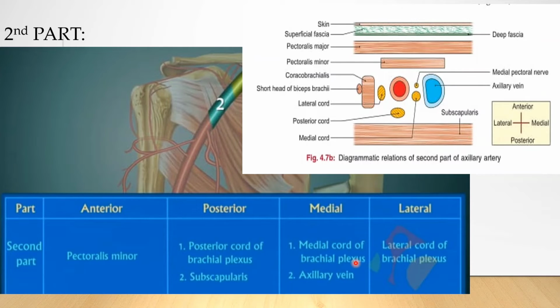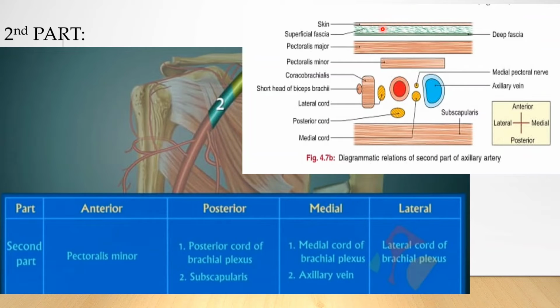This is very easy to remember. And posteriorly, subscapularis. We know we have scapula in the posterior, so subscapularis muscle, and medially every time axillary vein is continuous. And this is the picture we have to draw in exams, which is given in textbooks.